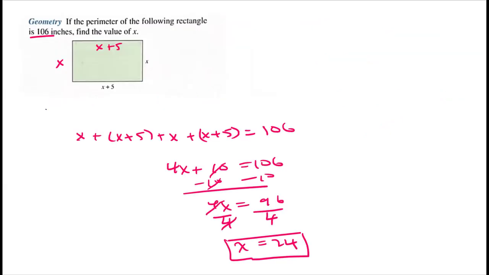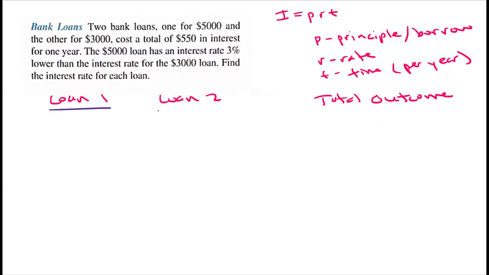Okay, so loan 1, loan 2, total outcome. So we got $550. That's our output. Loan 1, we have $5,000. Loan 2, we have $3,000, right? So again, I'm using the PRT. Here's my PRT. So the rate here is 3%. Okay.